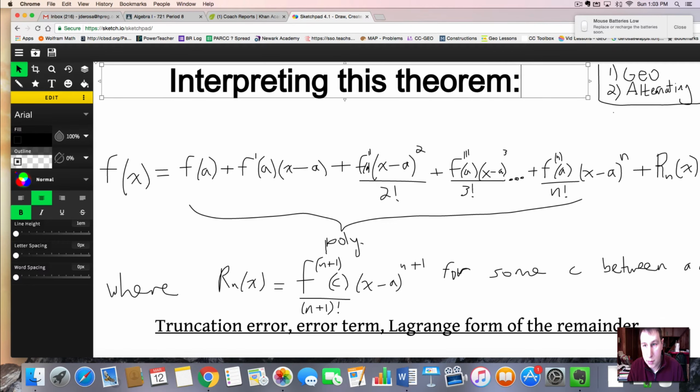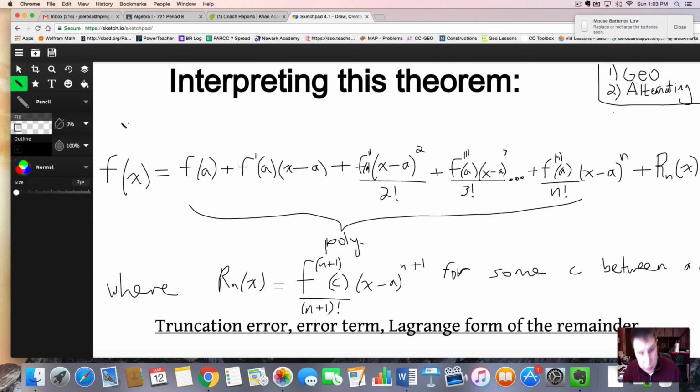Let me just make a couple remarks of what it says, or what we could use it for. And the first is that, one, it gives us a formula that we can use for the error of any Taylor series. Okay, so we have a formula for error no matter what the Taylor series is. Take note of that.